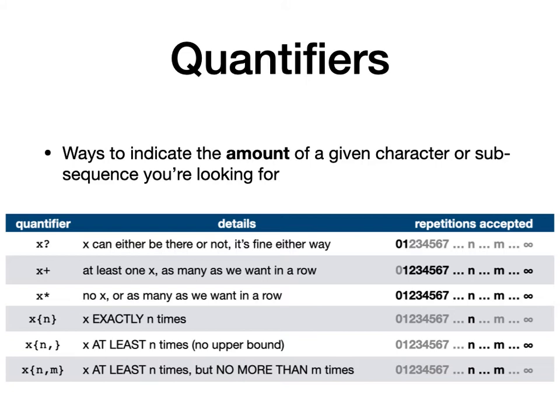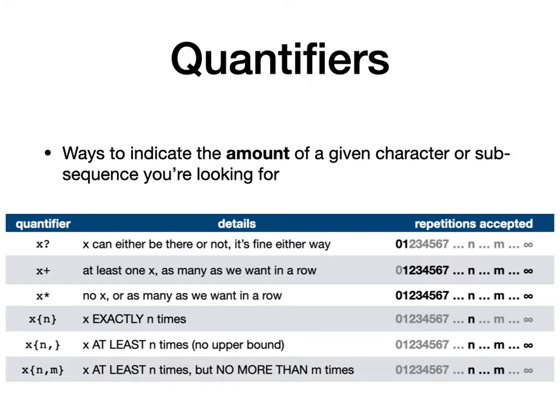So, for example, the optional question mark character says X can either be there or not. It's fine either way. So 0 or 1. X plus means any number of X's, as long as there's at least one. Then we have X star. So either no X is fine or as many as we want. This one seems like, okay, why are we specifying this? Sometimes it helps to be able to account for something that could be there, but not just anything, right? We are only accounting for the presence or absence of one kind of thing.